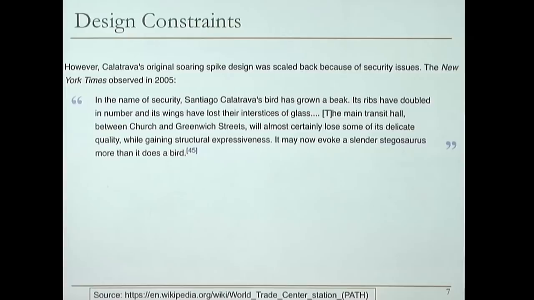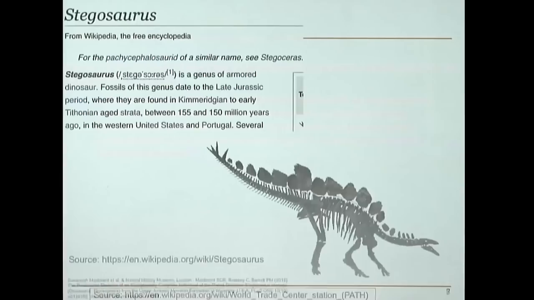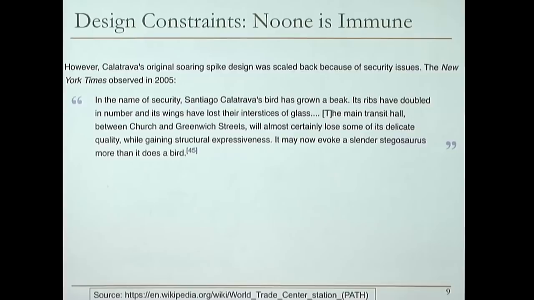And somebody mocked it, saying, in the name of security, Santiago Calatrava's bird has grown a beak. Its ribs have doubled in number, and its wings have lost their interstices of glass. The main transit hall between Church and Greenwich Streets will almost certainly lose some of its delicate quality while gaining structural expressiveness. It may now evoke a slender stegosaurus more than it does a bird. I find this funny, because even the existing design is beautiful. And if you don't know what a stegosaurus is, it looks like this. I think it looks more like a bird.